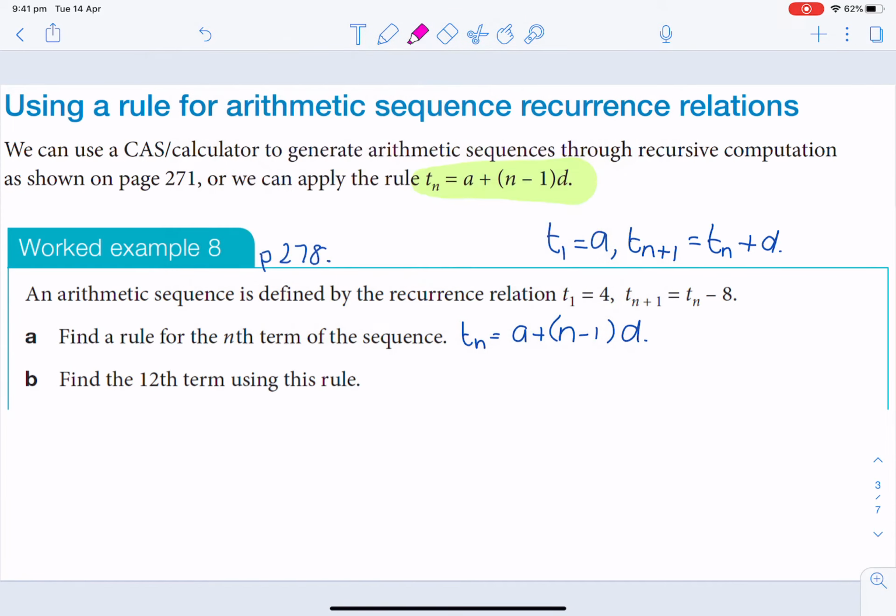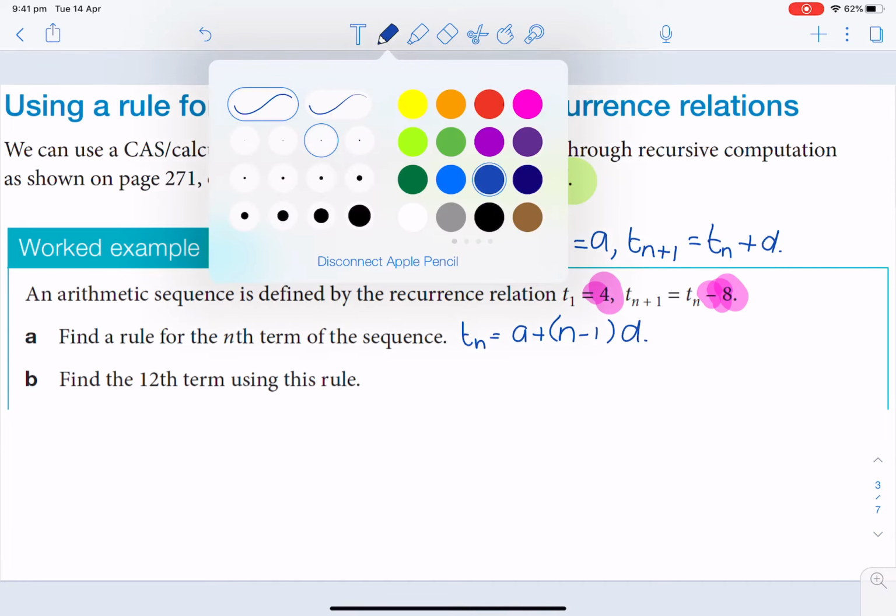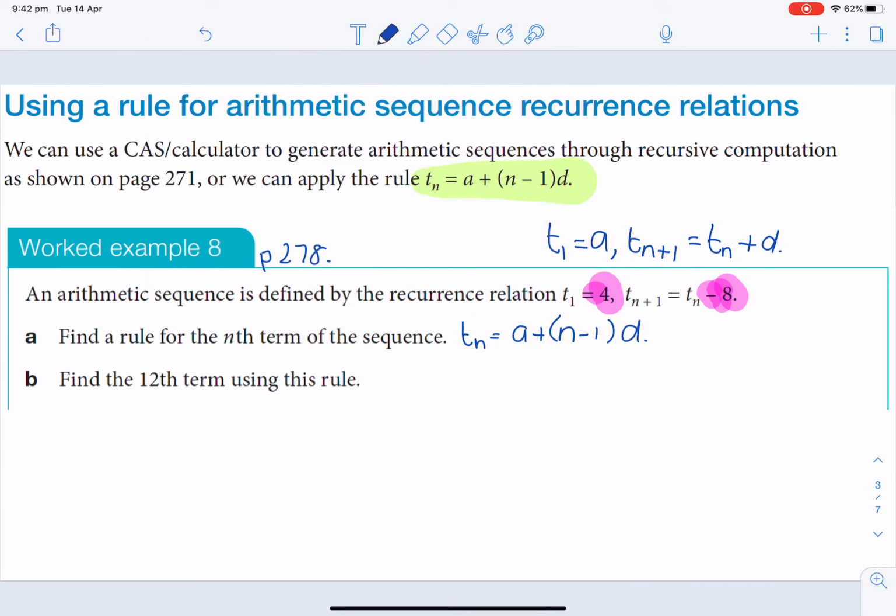In this case, my A value and my D value are 4 and negative 8 respectively. So what I'm going to do is substitute them into my formula. T of n equals 4 plus n minus 1 times negative 8. We'll rearrange that formula: T of n equals 4 minus 8 outside of n minus 1.